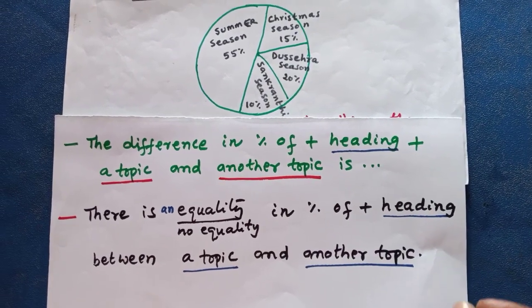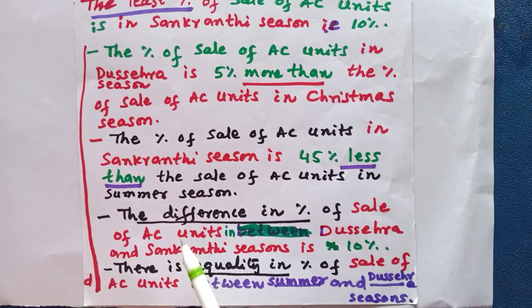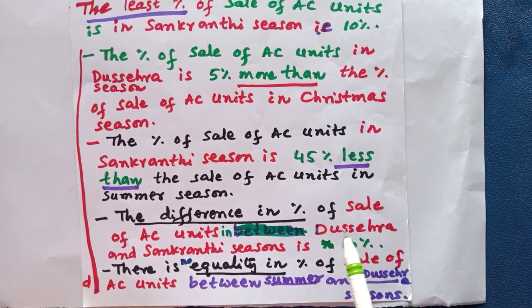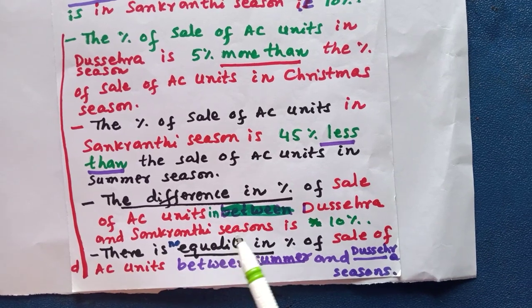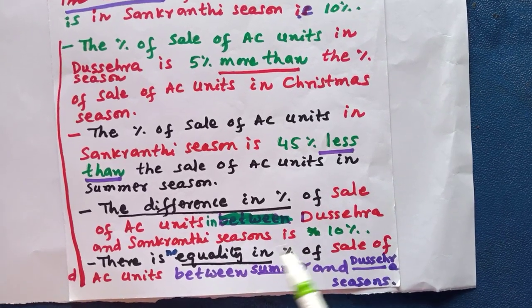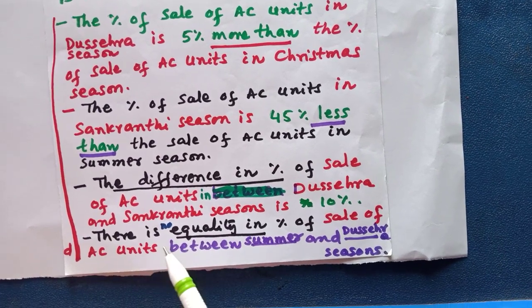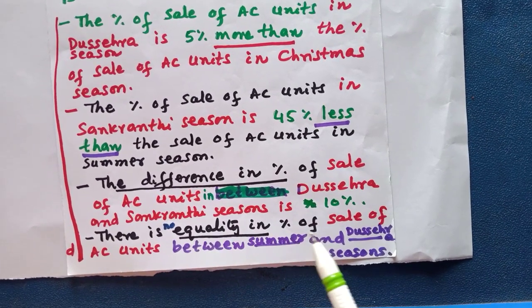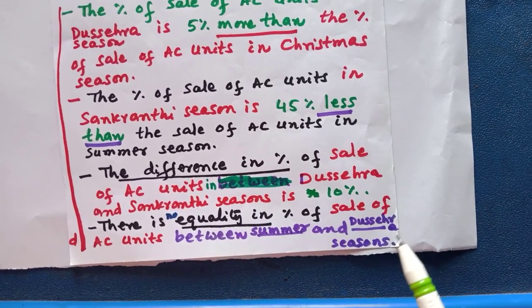Let us see how to write these sentences. The difference in percentage of sale of AC units in Dasara and Sankranti seasons is 10%. An equality sentence, equality value sentence: there is no equality in percentage of sale of AC units between summer and Dasara seasons.